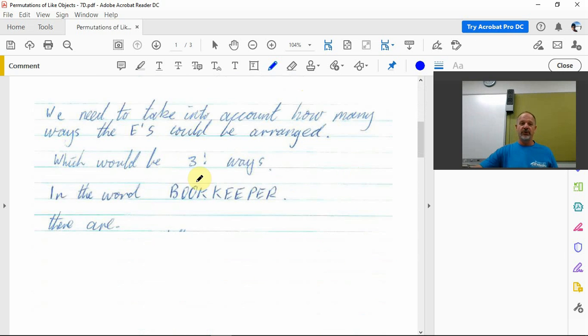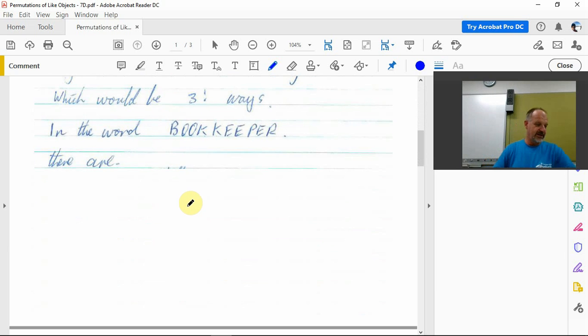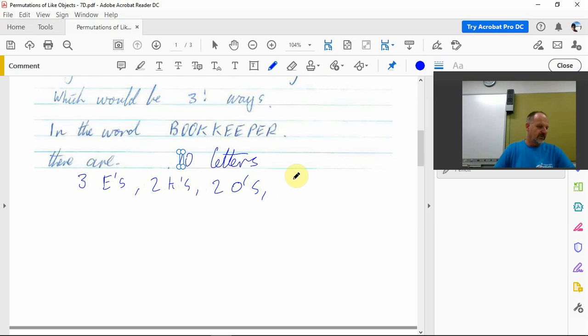So, in the word bookkeeper, there are 10 letters in that group. We've already said we've got 3 E's, we've got 2 K's, we've got 2 O's, and 1 of everything else.